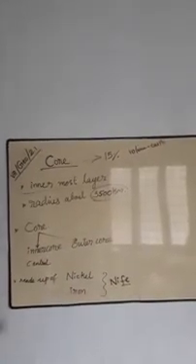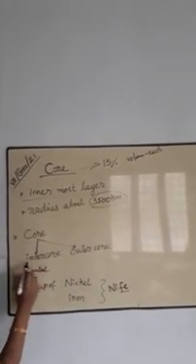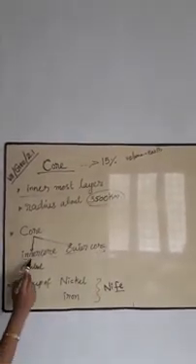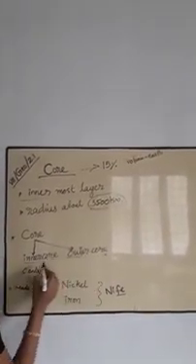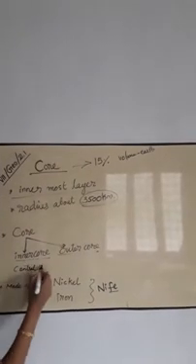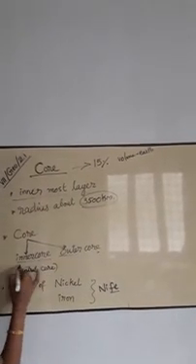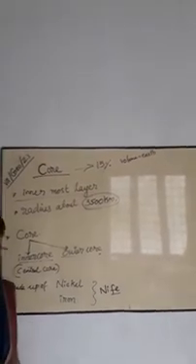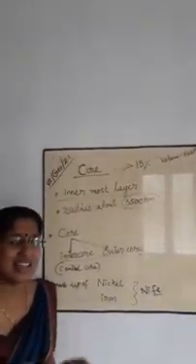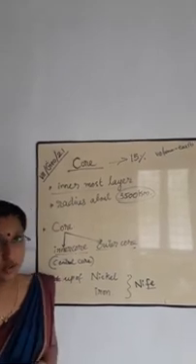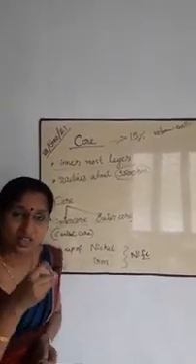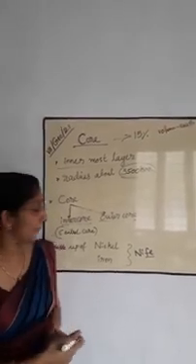Core has two divisions: inner core and outer core. Inner core is also known as central core. It has high temperature and high pressure. We can't reach the inner core, the center of our earth.